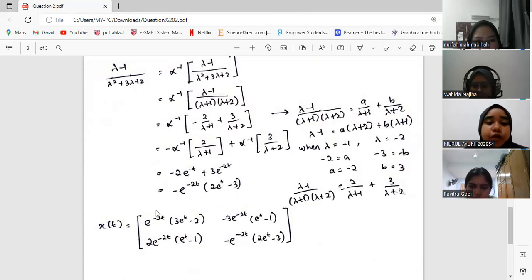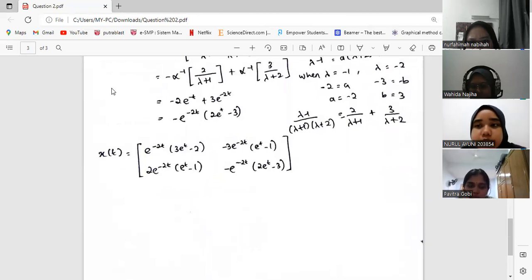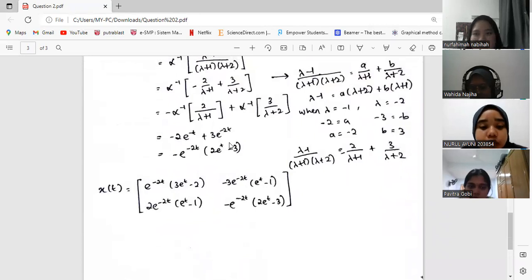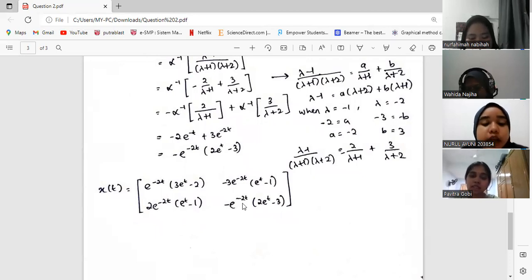So from the four equations, we will form a new matrix form. We get the state transition matrix, which is phi(t) equal to e power of negative 2t multiplied with 3 e power of t minus 2, negative 3 e power of negative 2t multiplied with e power of t minus 1, 2 e power of negative 2t multiplied with e power of t minus 1, and the last one, negative e power of negative 2t multiplied with 2 e power of t minus 3. So this is our final answer for this question.